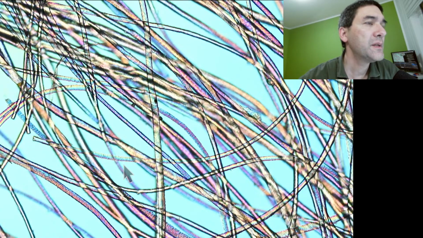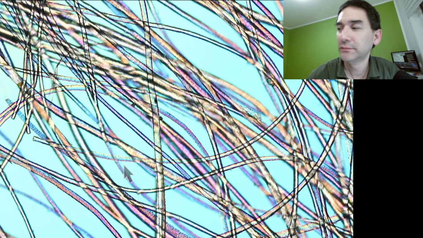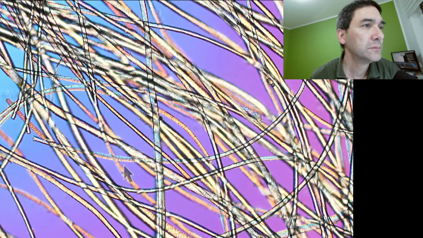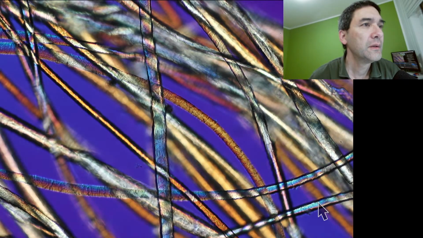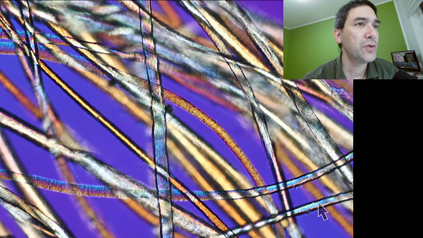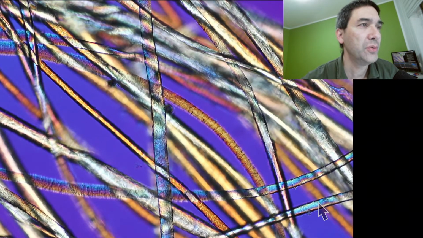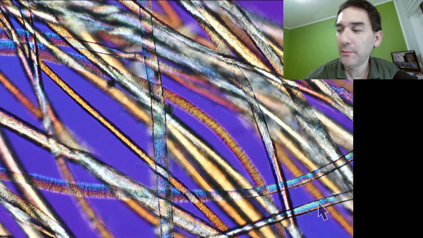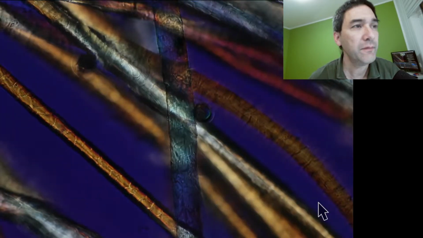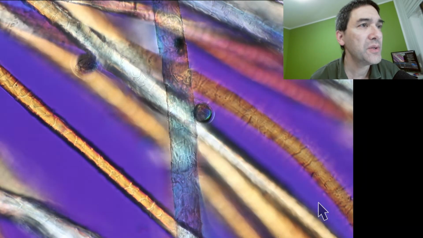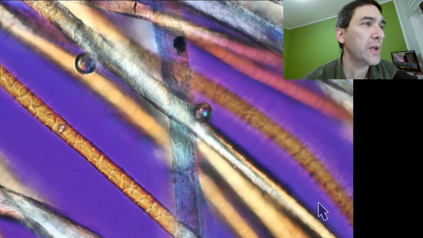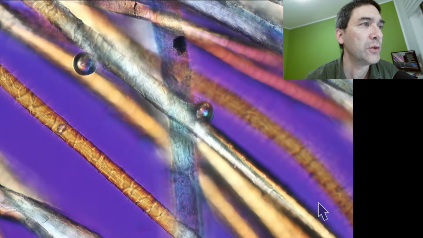And this is how the wool looks. Okay. And let's go up a little bit. I just want to show this to you for one reason, because especially at higher magnification, we're able to see something typical, which gives it away that we're looking at natural and not synthetic.